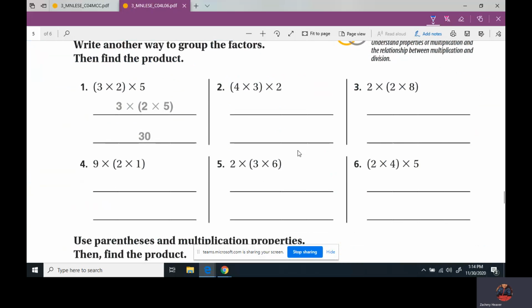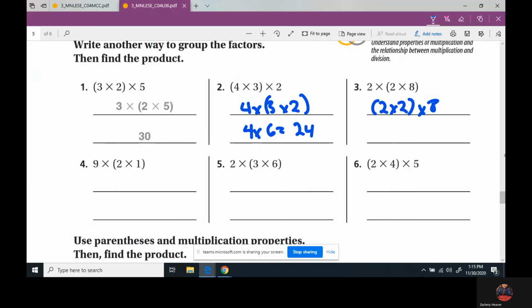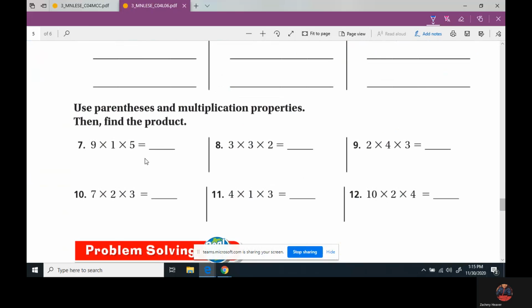All we got to do here, guys, is just switch the grouping. For example, they have 4 and 3 grouped together. Well, let's group 3 and 2. So now I'm going to have 4 times 3 times 2 and put my 3 and 2 in a group. So now I have 4 times 6, which equals 24. Right here, they have 2 and 8 in a group. Well, let's put 2 and 2 in a group. So 2 times 2 times 8. 2 times 2 is 4. 4 times 8 is 32. That's what you have to do on that one. You guys can put parentheses around either one of them.